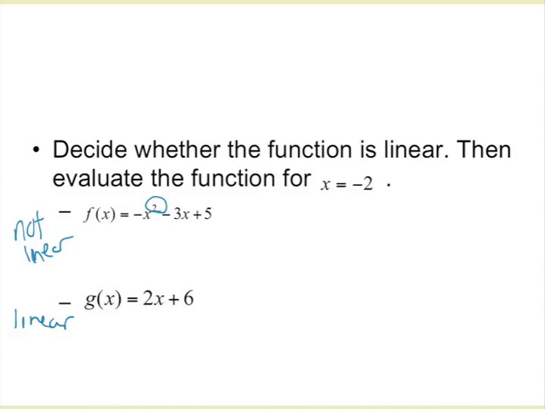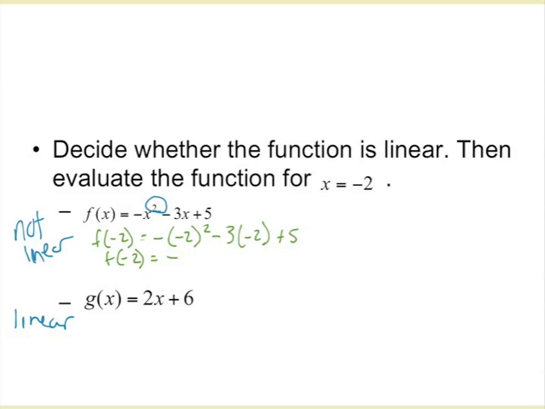Now we want to evaluate it no matter what. To evaluate the function at -2, what we're going to do is plug in a -2 for every x in the problem, being careful with parentheses. Then we are only going to do work on the right-hand side. I'm not going to do anything on that F side.